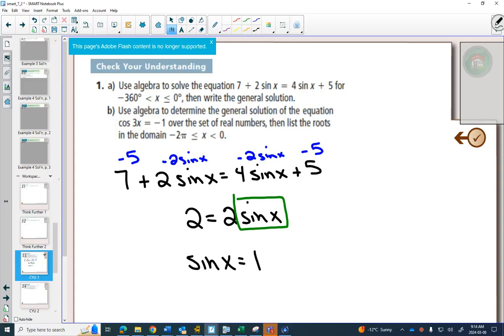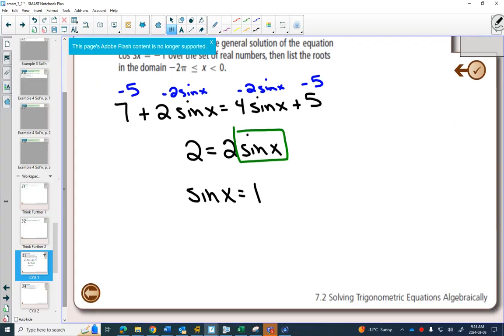And I'm going to model how a typical high school brain would go about this question. They'd be like, okay, I combine my like terms, sine x equals 1. It's a non-calculator question, so I go to my memory, I go to my pi plate, and say, is my y coordinate ever equal to 1? Yes, right at the top, right? Y coordinate equals 1 right at the top.